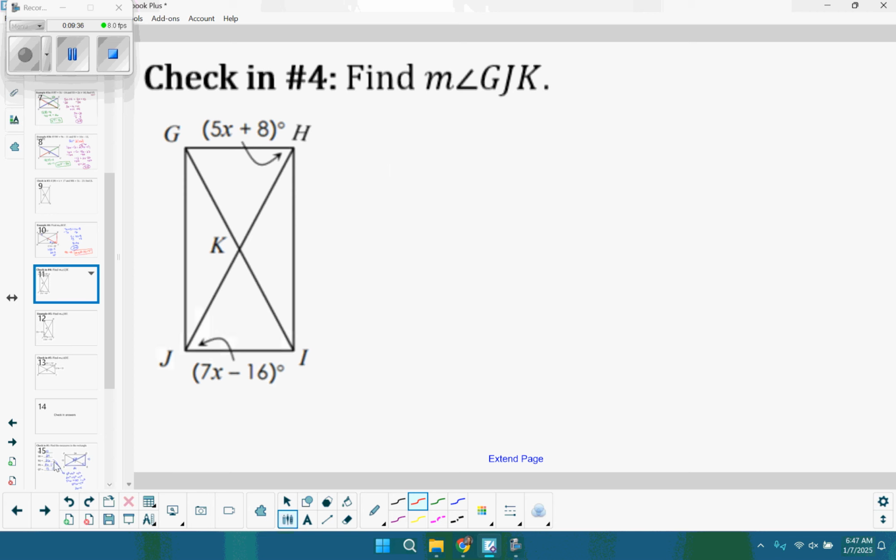Here's a problem for you to try. Pause. Check your answer on Google Classroom.